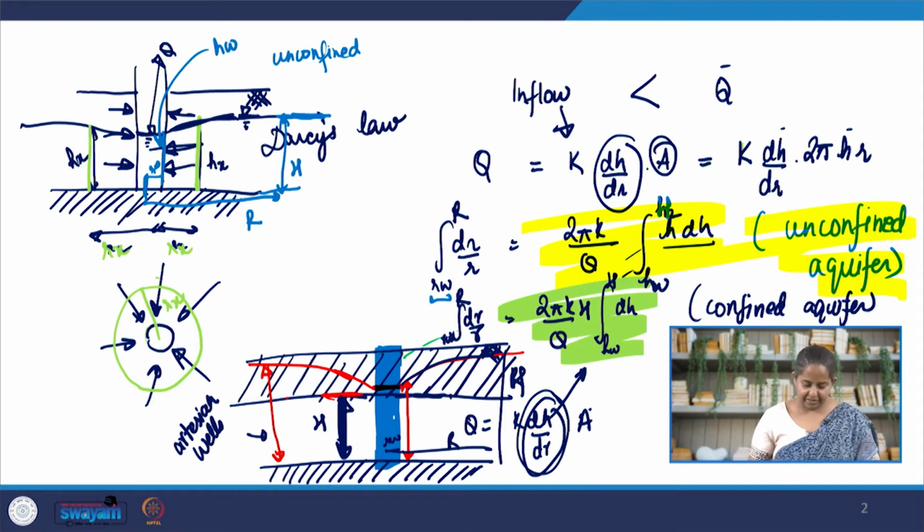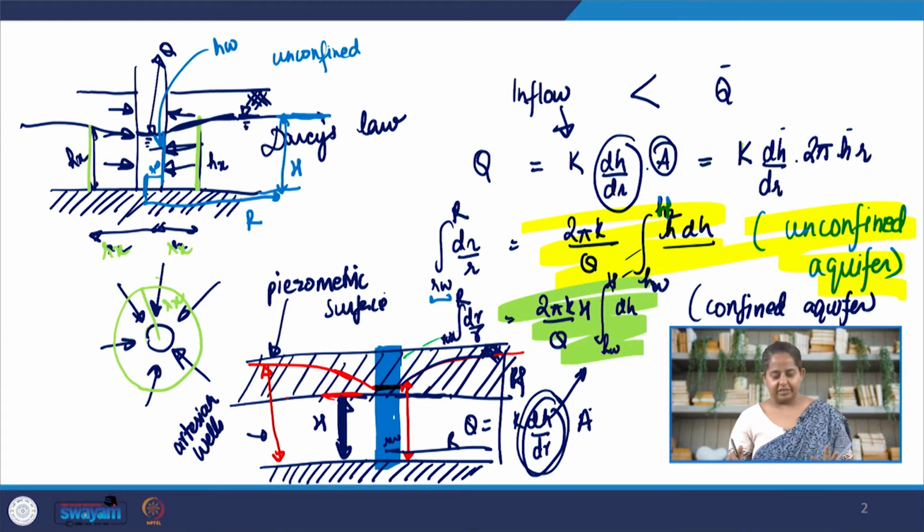Okay, let me just clarify. This pressure head surface, the technical term for it is piezometric. I think there is no point integrating this. At this stage, you know how to integrate these, so you can do it yourself. Just listing out the assumptions once again.